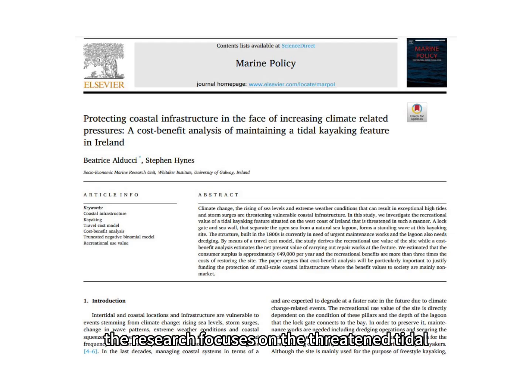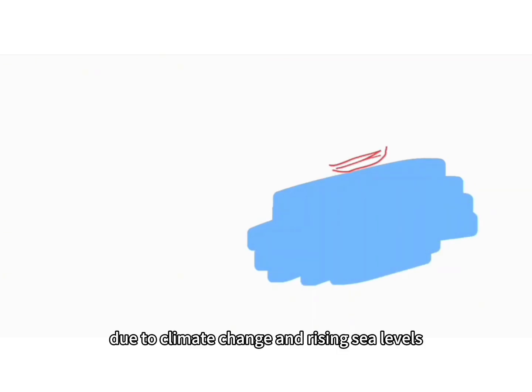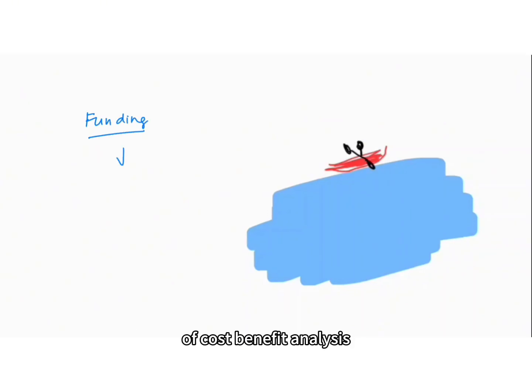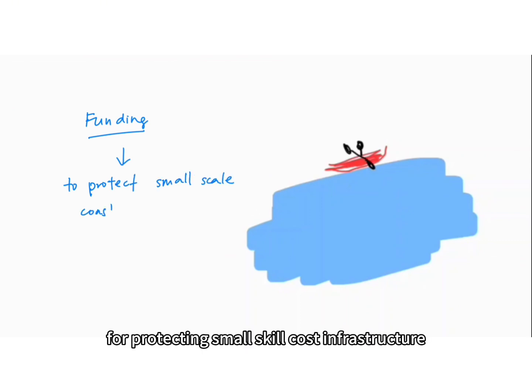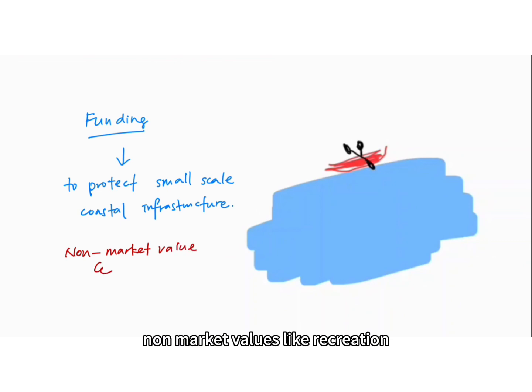The research focuses on the threatened tidal kayaking feature on the west coast of Ireland due to climate change and rising sea levels. This paper emphasizes the importance of cost-benefit analysis in justifying funding for protecting small-scale coastal infrastructure, particularly when the benefits to society are primarily non-market values like recreation.